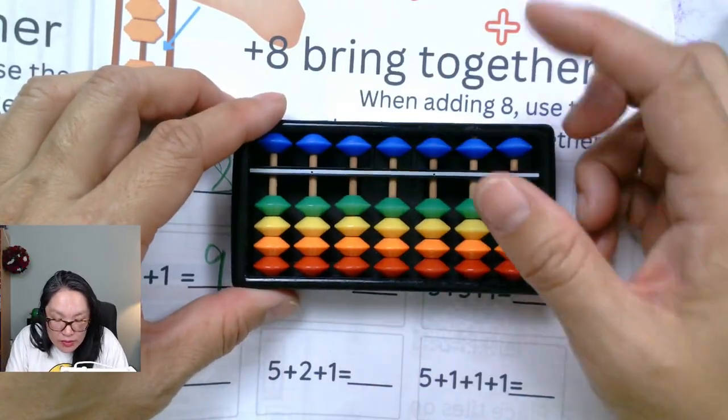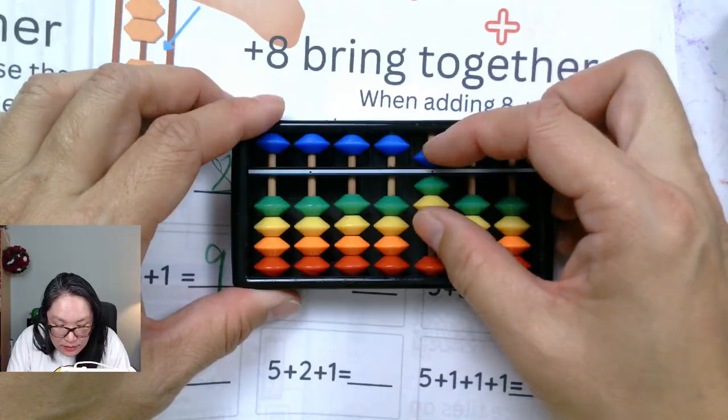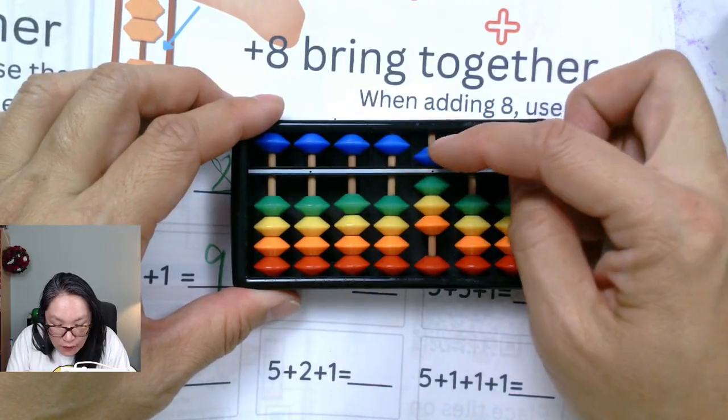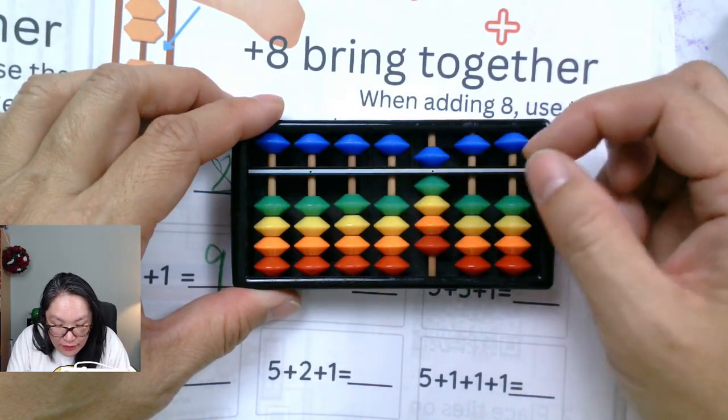So what we're going to do is add 8. That's what that is. We're adding 8. So 5, 6, 7, 8. And then we have plus the 1.